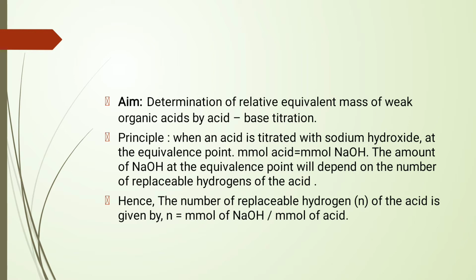The principle behind this experiment is when an acid is titrated with sodium hydroxide, at the equivalence point the millimole of acid is equal to millimole of NaOH. The amount of NaOH at the equivalence point will depend on the number of replaceable hydrogen atoms of the acid. Hence, the number of replaceable hydrogen of the acid is given by N. N is equal to millimole of NaOH divided by millimole of acid.